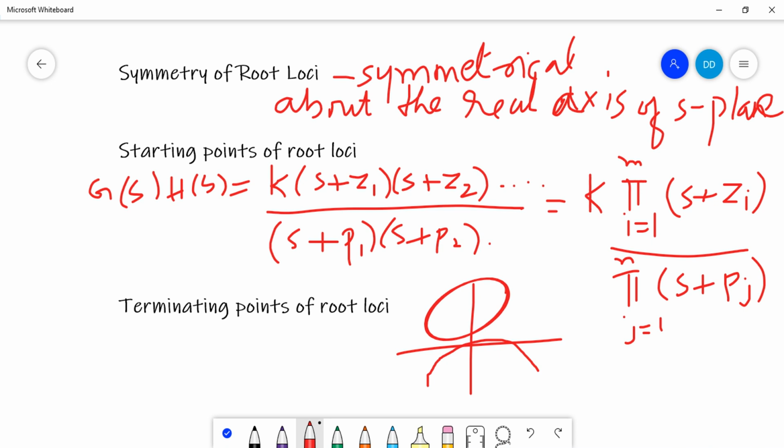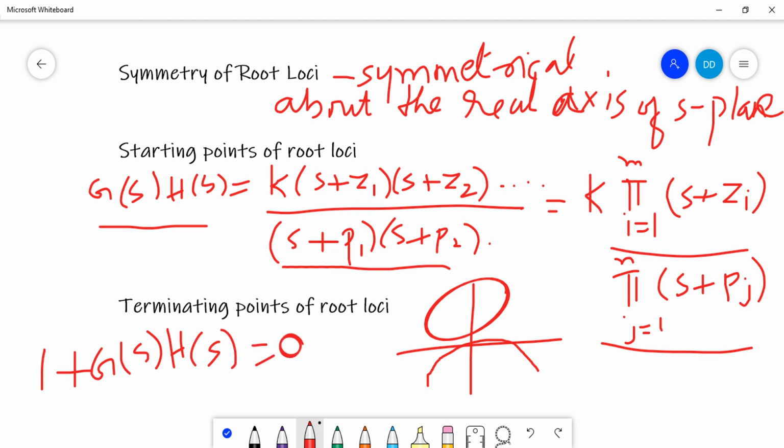property is starting points of root loci. So from where we should start tracing the path? For that, consider the open loop transfer function G(s)H(s), which can be written in this form, and we can make the summation and write it over here this way. Now the characteristic equation, we know, is given as 1 plus G(s)H(s) equal to 0.